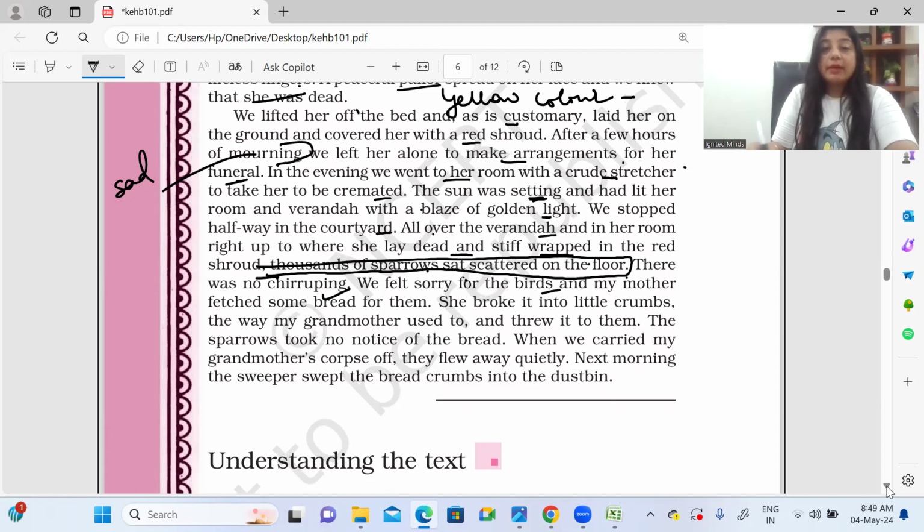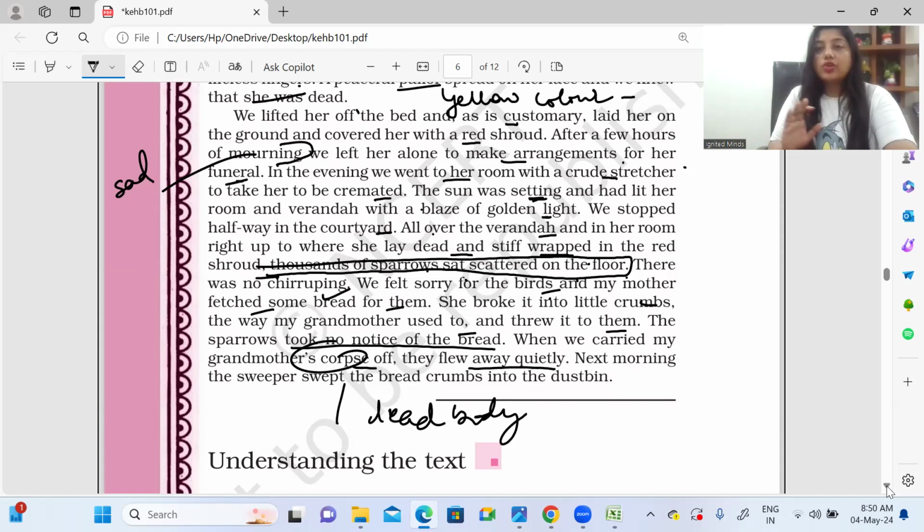We felt sorry for the birds, and my mother fetched some bread for them. So the author and the family really felt bad for the birds, and they thought, let us give some bread crumbs to them, maybe they will eat. She broke it into little crumbs the way my grandmother used to and threw it to them. The sparrows took no notice of the bread. So the sparrows did not eat those pieces of bread on that day when the grandmother died. When we carried my grandmother's corpse off, they flew away quietly. Corpse here means the dead body. So when the grandmother was taken from the house, the sparrows also went away very quietly, and they did not eat anything. They just had come here to see the grandmother for the last time.